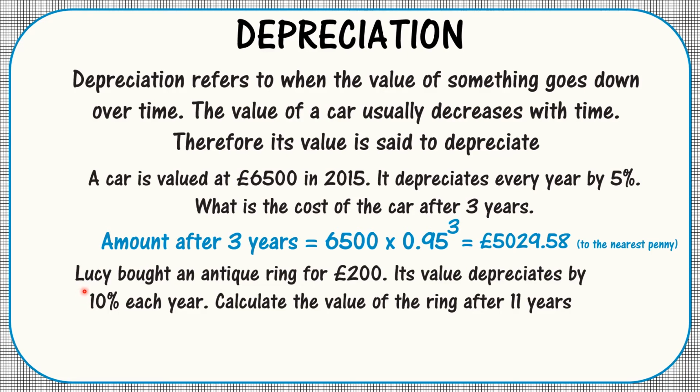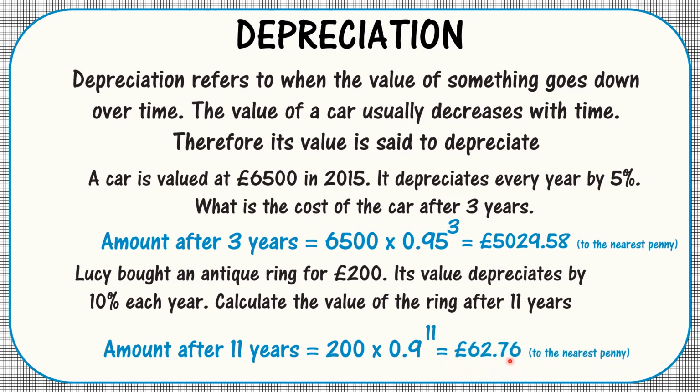Here is another example. Lucy bought an antique ring for £200. Its value depreciates by 10% each year. Calculate the value of the ring after 11 years. Again, we use the formula from before. The amount after 11 years is equal to 200, which is the initial amount, times by 0.9, which is a multiplier, to the power of 11. Once you put this into a calculator, it gives you an answer of £62.76 to the nearest penny.